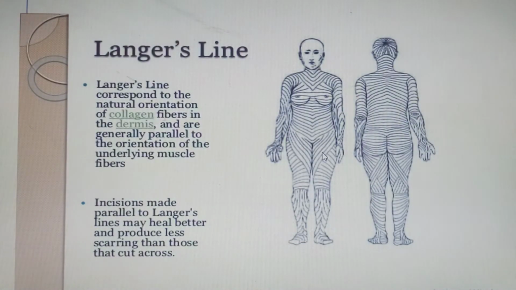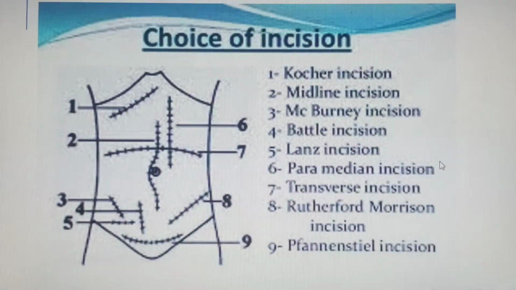So I told you that we have Langer lines or cleavage lines. These cleavage lines, as you see, correspond to the natural orientation of collagen fibers in the connective tissue dermis of the skin. So if you're able to cut along the Langer lines, then surgically these incisions will form less scar, and it also promotes faster healing. So these are the Langer lines.